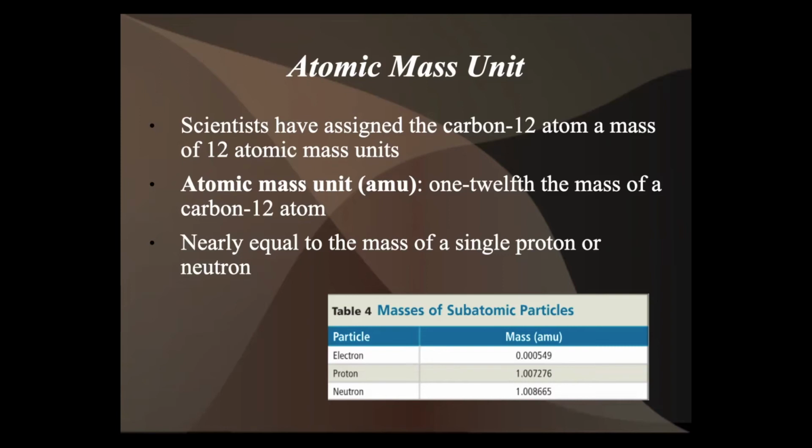Just know in general that a proton and neutron are both about one atomic mass unit, but a neutron weighs a little bit more than a proton. That would be important to know too. And an electron weighs almost nothing compared to the neutron and the proton.